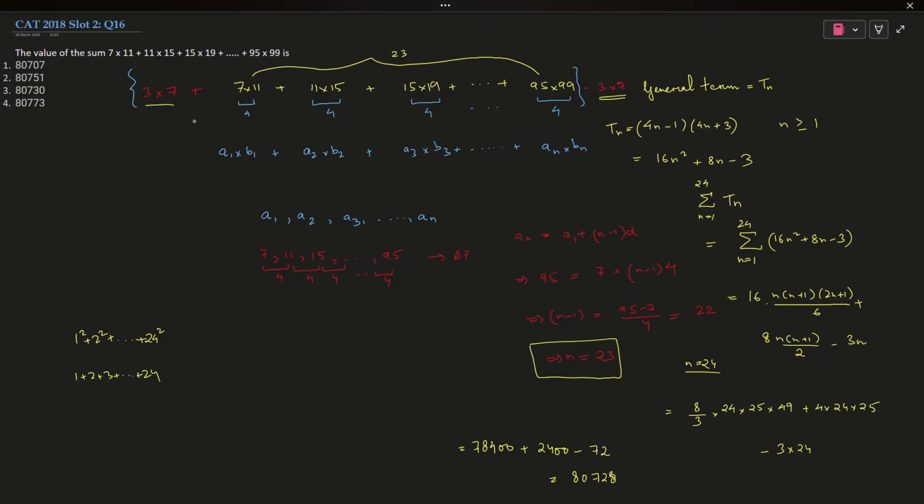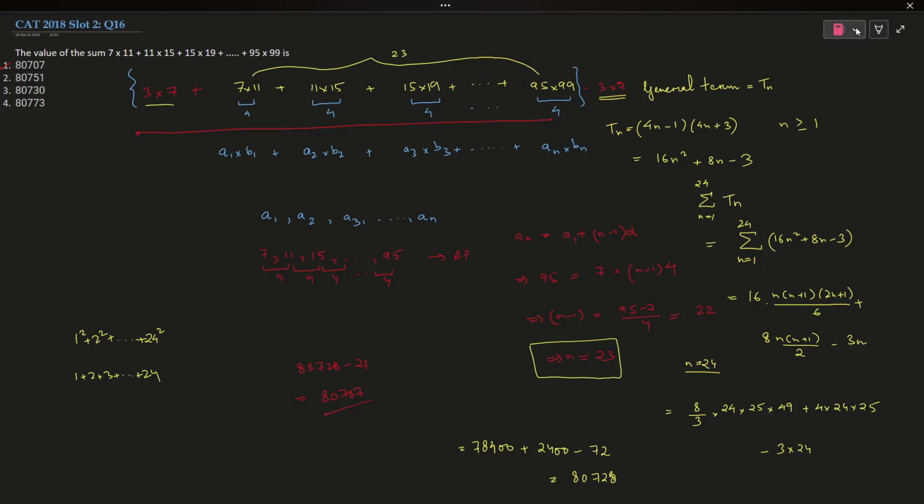Please remember this. I have calculated the sum from these to these points. I have added up all these numbers, but I need to subtract the 21, so minus 21. 80728 minus 21 will come out to be 80707. The correct answer is option A, guys. A very good question. I would say this is definitely a moderate level question in my opinion.